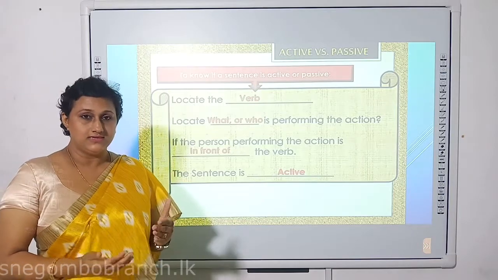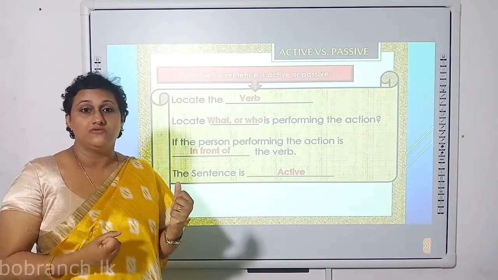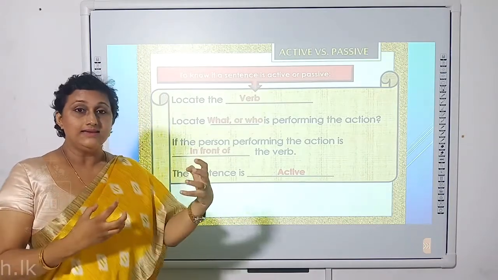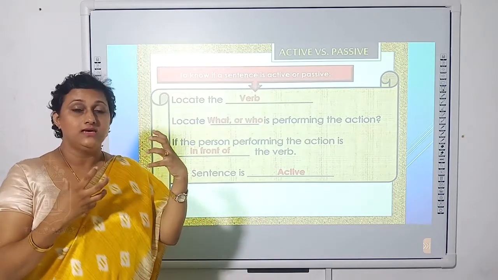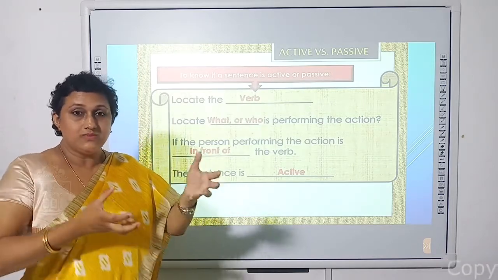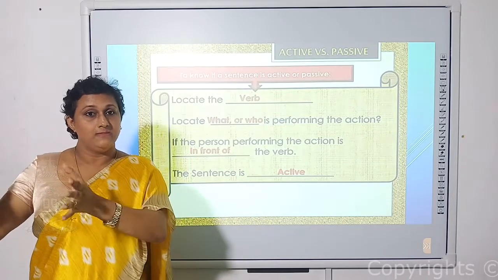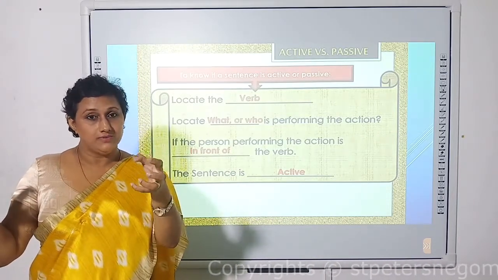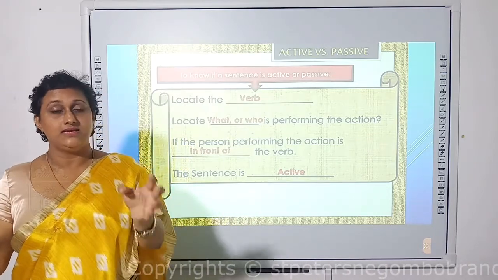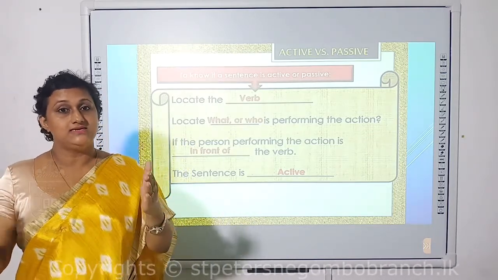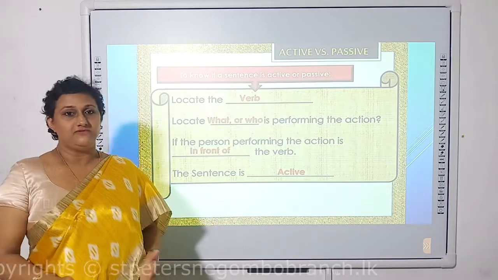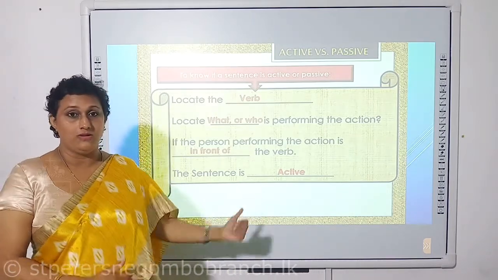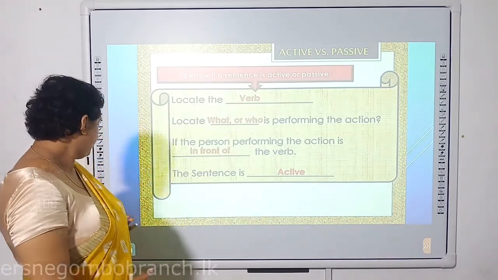So when it comes to a sentence, if we are highlighting the doer of the action, the subject, the person who is performing the action, that means we place that particular person at the initial position. Why? Because we consider that particular person who has done the action, or the subject, is important. So because it is important, we place it at the top of the sentence. So such sentences are called active voice sentences.